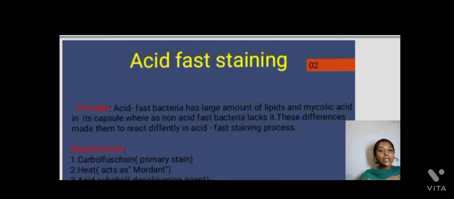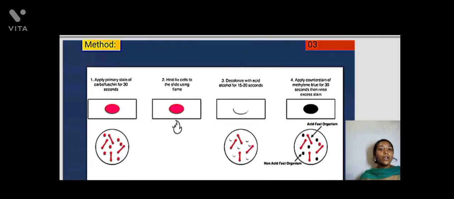The main requirements are carbamazepine, which acts as the primary stain, heat, which acts as the mordant, acid alcohol, which acts as the decolorizing agent, and methylene blue, which acts as the secondary stain. The method we follow is, first we apply the primary stain carbamazepine to the sample having both acid fast and non-acid fast bacteria. This primary stain will impart a red or pink color.